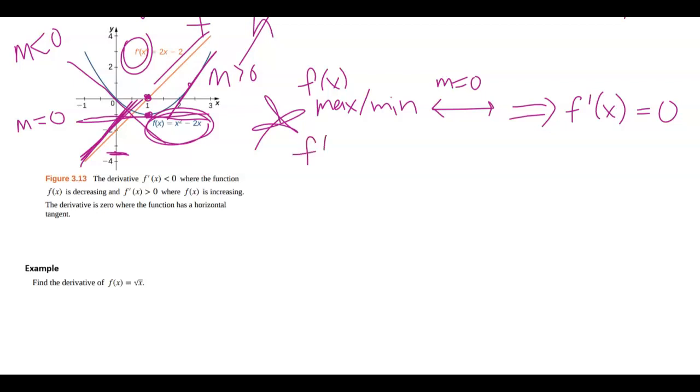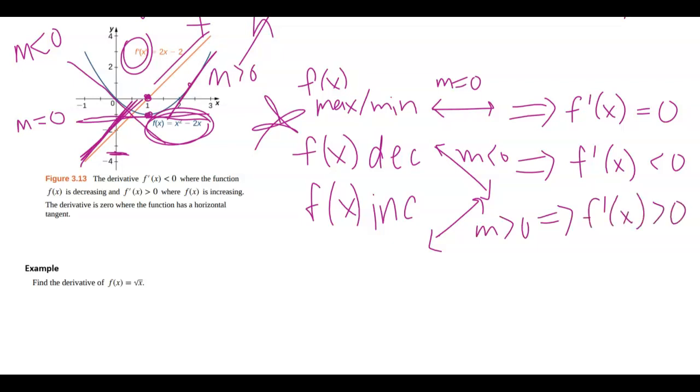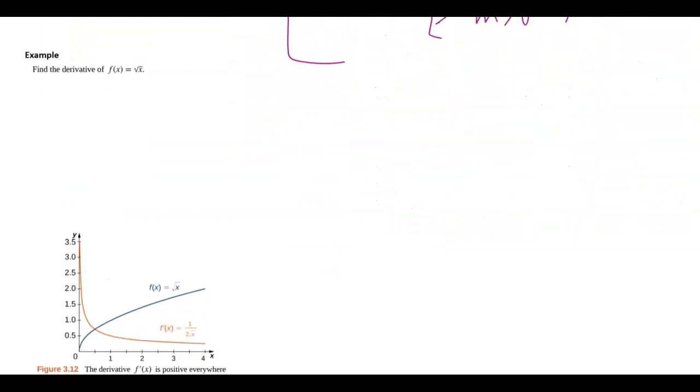Maybe we write that. If f of x is decreasing, then the slopes of those tangent lines will be negative, which tells me f prime must be negative. If f is increasing, then those slopes are positive, which tells me f prime of x must be positive. This is very important key information. All right, let's do another one.